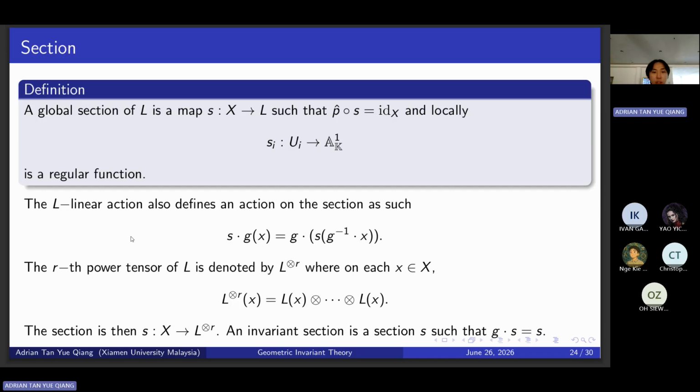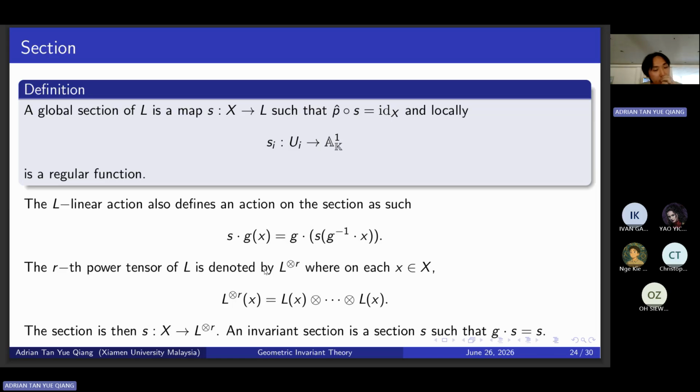And then we have to define an action on the section. Why do we define it like this with G and G inverse? Because we have to put it back and then push it forward again, just so that it is actually a point in L lying over X.